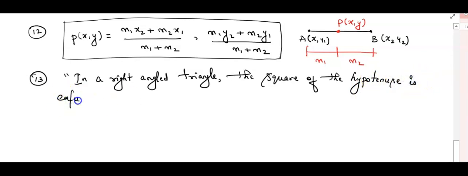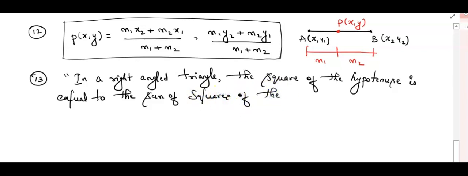is equal to the sum of squares of the other two sides. This is the statement of Pythagoras theorem. In a right angled triangle, the square of the hypotenuse is equal to the sum of the squares of the other two sides. Children, one more important note I just want to tell you.